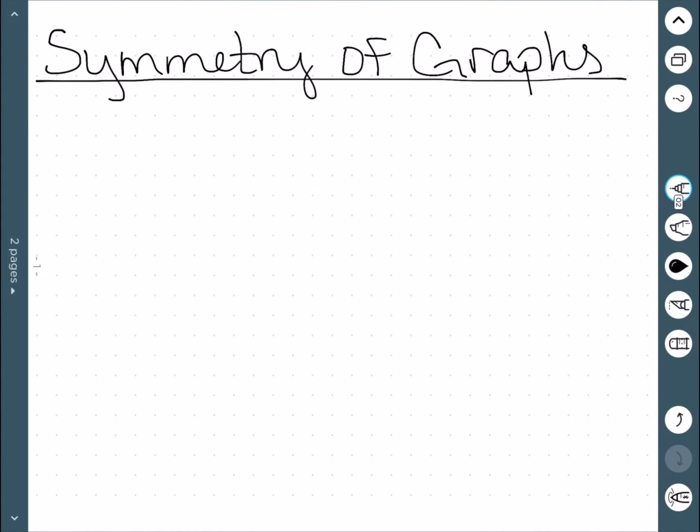Here we'll look at the symmetry of graphs. There are a total of 3 different kinds of symmetry that we are going to look at. The first is symmetric with respect to the x-axis.